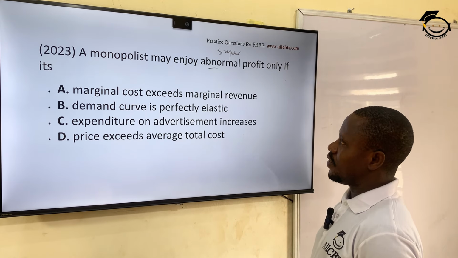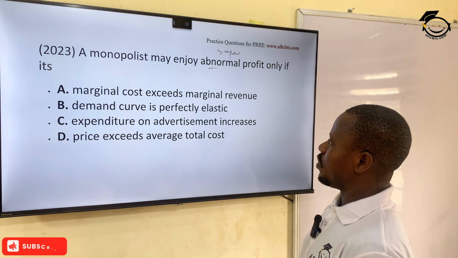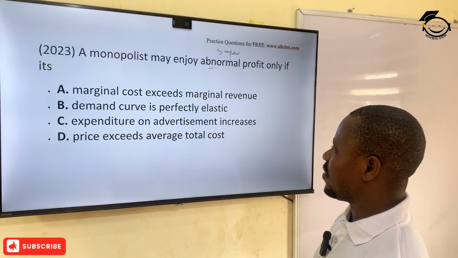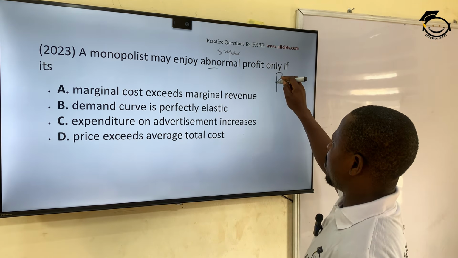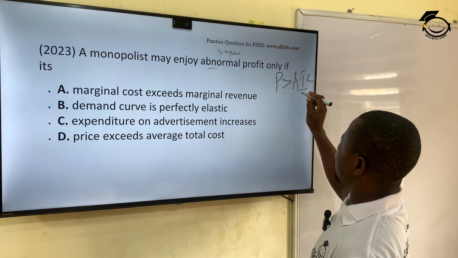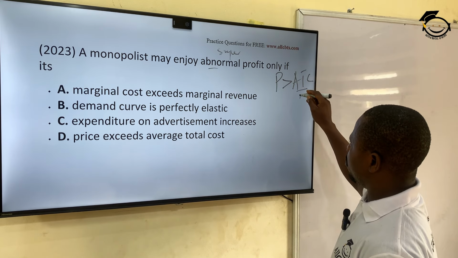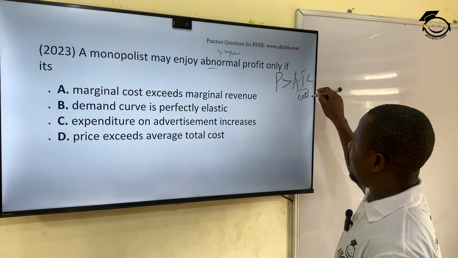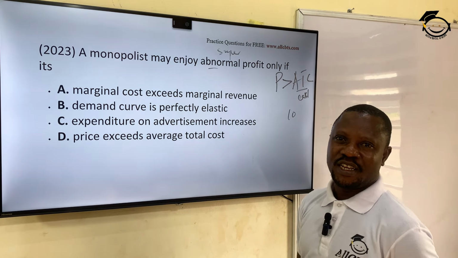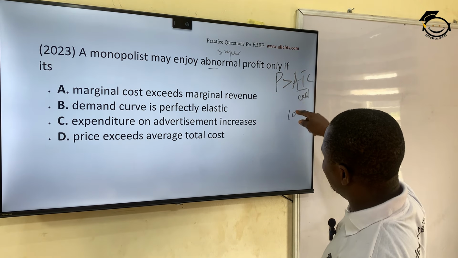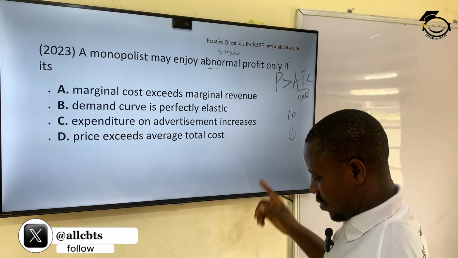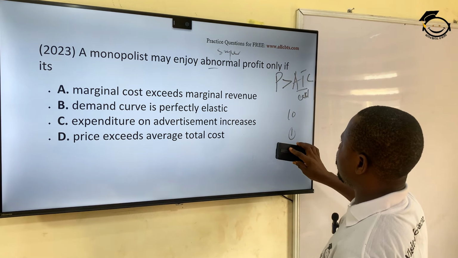When MC exceeds revenue, when the demand curve is perfectly elastic, when expenditure on advertisement increases, that doesn't make sense. When price exceeds average total cost, when his price is greater than his average total cost. Average total cost is what you spend on each product. In other words, his price is even more than his cost on each product. That is abnormal profit, which means if you produce 10, you can imagine how much it's going to make, because his price is higher than what he spent to produce just one. So abnormal profit is when price exceeds average total cost.